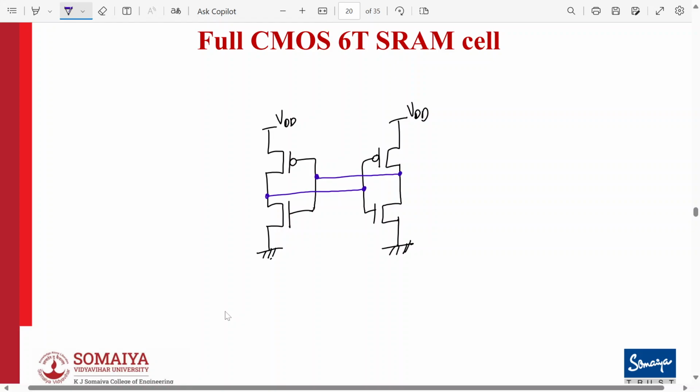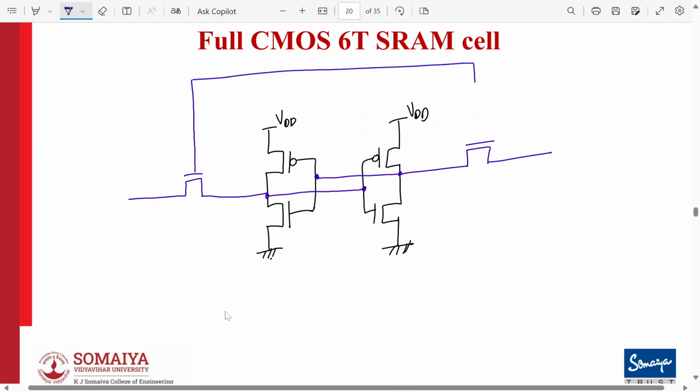Then we have access transistors. Some books have shown it up, some books have shown it down. It doesn't matter, it's one and the same. So these are access transistors. This is the word line, and these two are bit lines. So this is the bit line, and the next one is BLB, bit line bar.